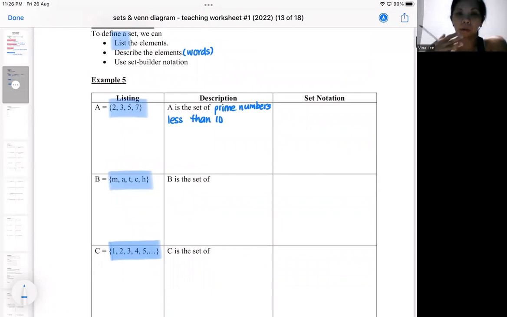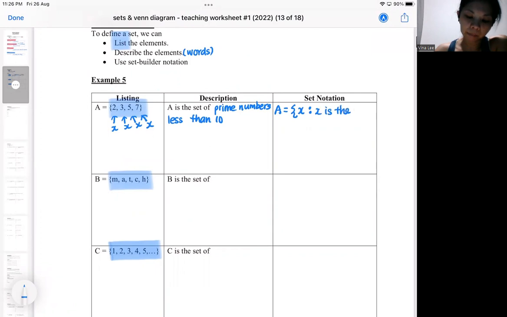However, if I'm going to describe the same thing using set notation, it actually looks like this. So you'll realize that there will be something like x colon. That means all these values are x. All these are the x values, and x is the set of prime numbers less than 10.